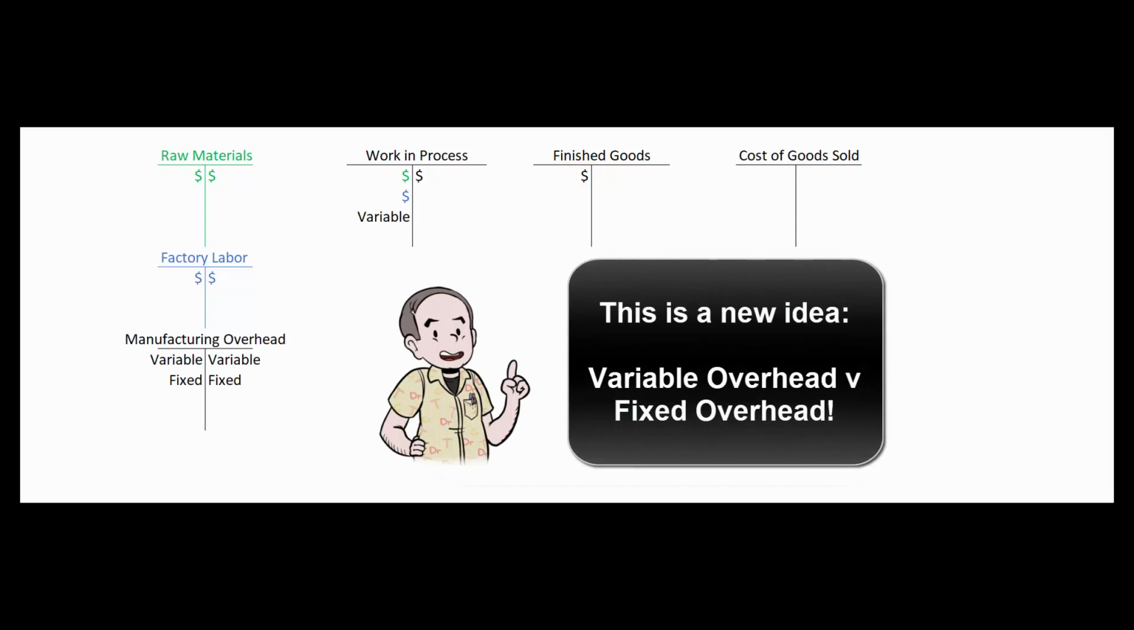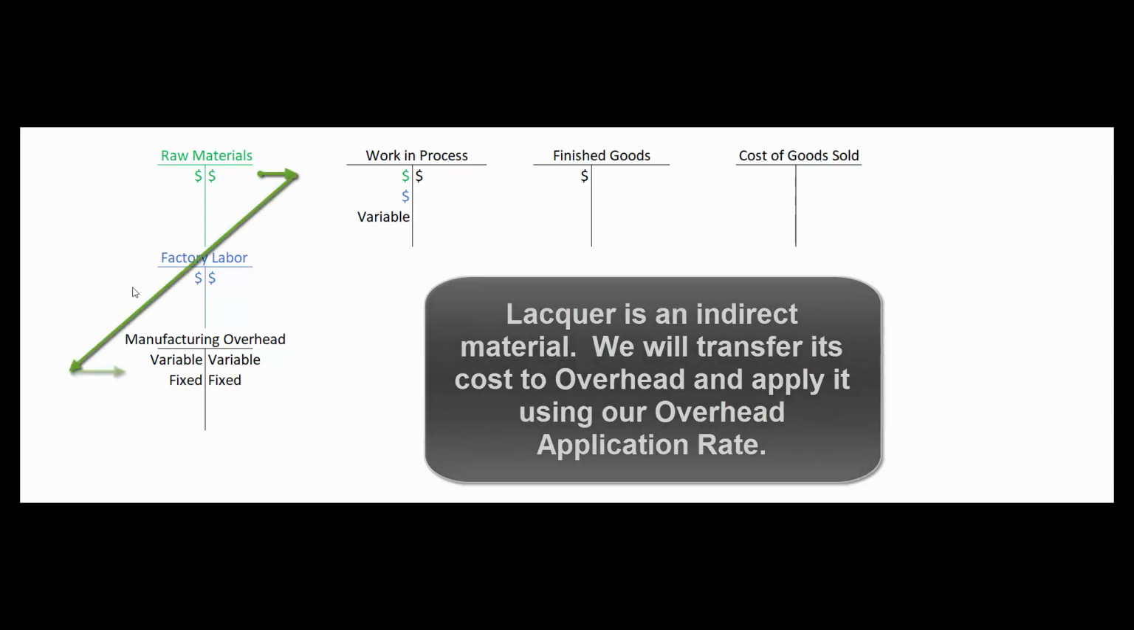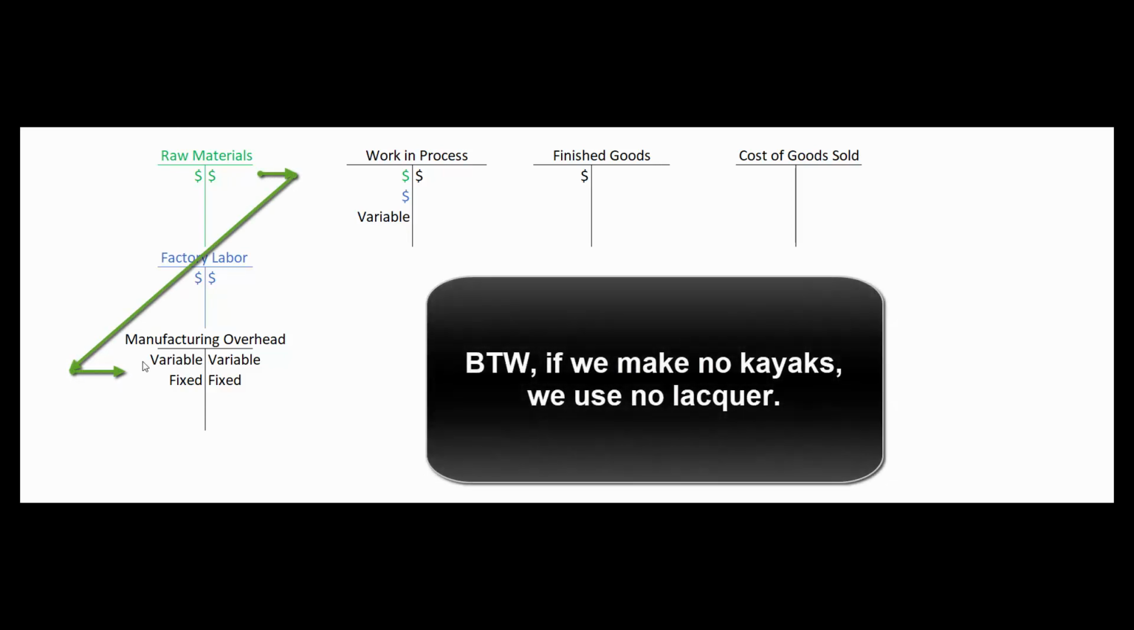What if instead we broke our manufacturing overhead into two categories, variable and fixed? Suppose we make kayaks. What about the lacquer we put on the kayaks? That's a variable overhead cost. It's a material, but it's too small and too difficult for us to track, so we'll move it into overhead and apply it using our overhead application rate.